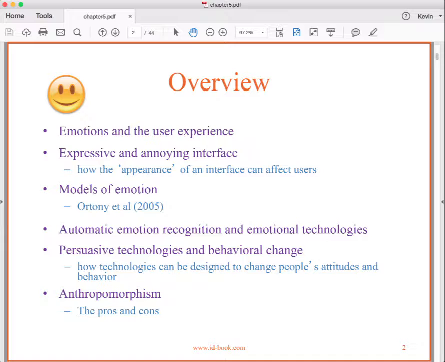We're going to be talking about emotions in the user experience. We're going to be talking about expressive interfaces and in some cases annoying interfaces, models of emotion, automatic emotion recognition and emotional technologies, persuasive technologies and behavioral change, and anthropomorphism, pros and cons.